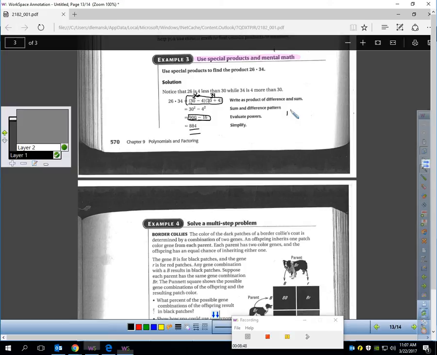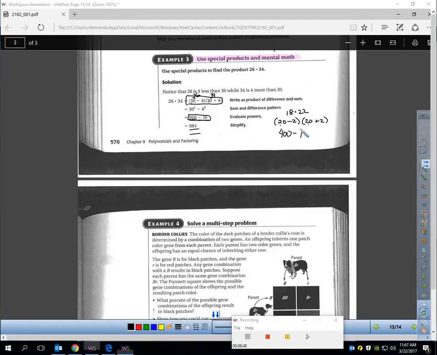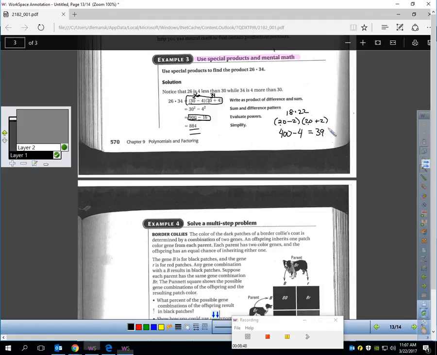Let's try, what about 18 times 22? Well, I don't know what 18 times 22 is, but I could quickly do this. 20 minus 2 is 18, and 20 plus 2 is 22. 20 times 20 is 400. Negative 2 times positive 2 is negative 4. The answer has to be 396.